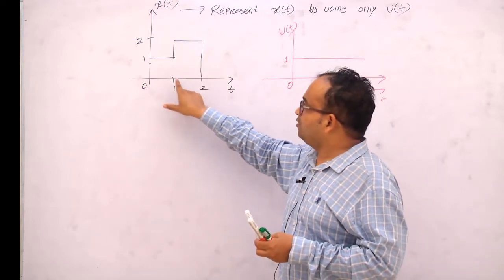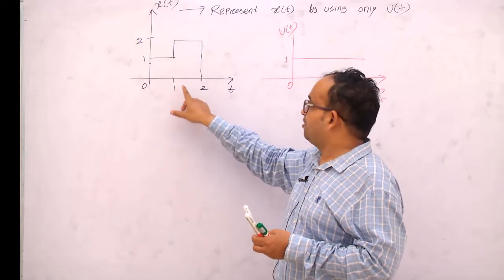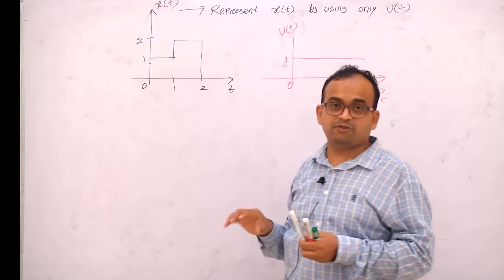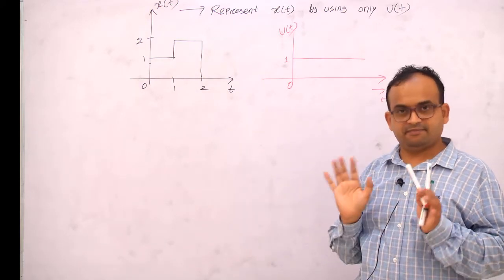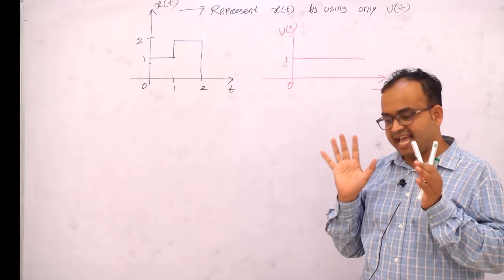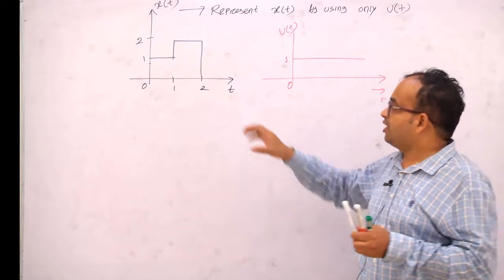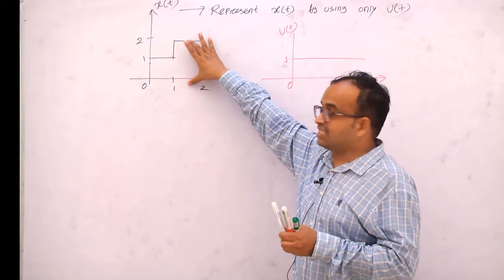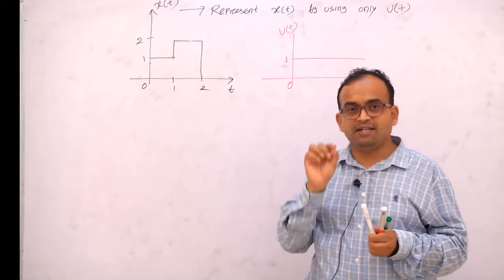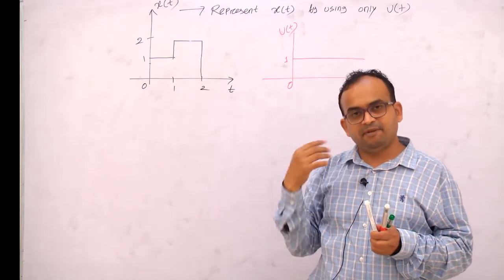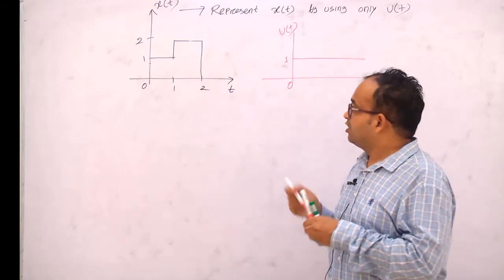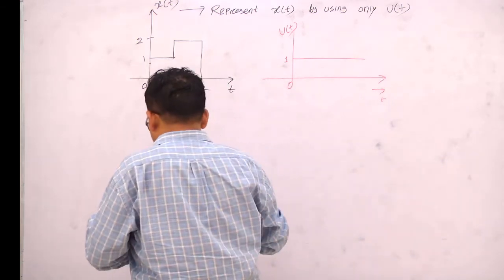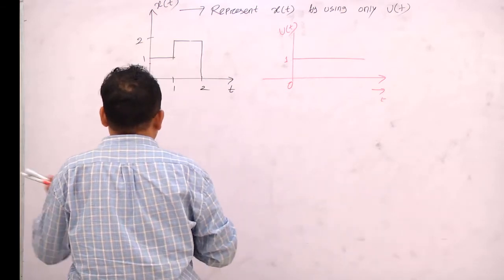From 0 to 1 there is an amplitude, and from 1 to 2 there is an amplitude. It means we are adding another unit step signal. From this you can assume that as the amplitude is 2 here, this cannot be possible by taking only one unit step signal. This can be possible by taking another unit step signal. So how to do this? So see here, I am taking two signals.